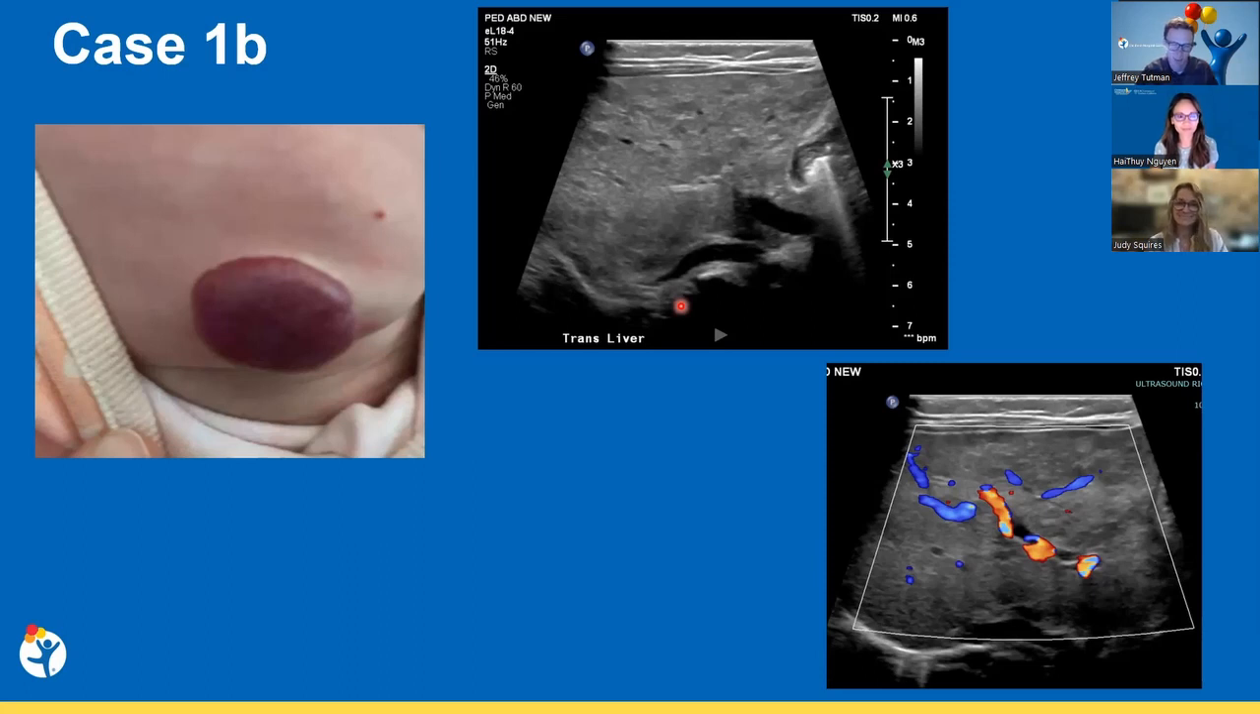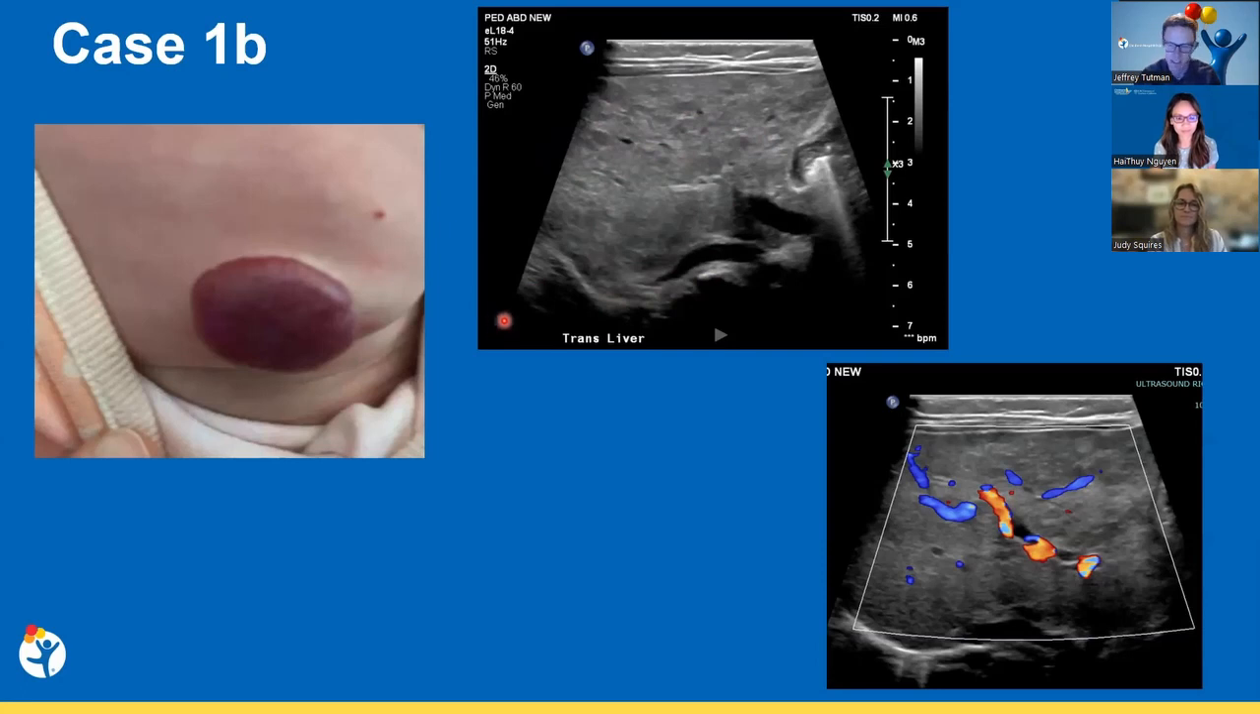Yeah, and I think that's a good point. I think the primary differential consideration for an appearance like this would be metastatic neuroblastoma. I've seen that a lot of people do recommend screening of the adrenal glands with ultrasound. And then if they look okay, then you can definitely be more comfortable with calling these infantile hepatic hemangiomas.